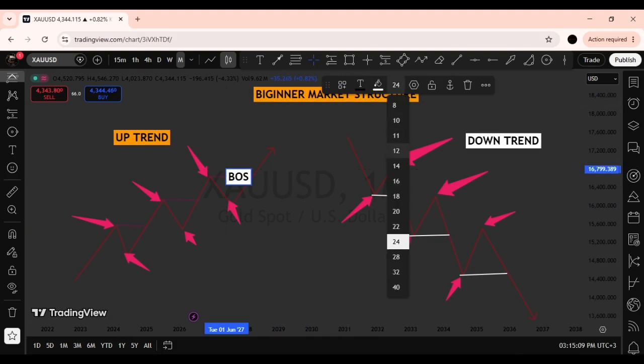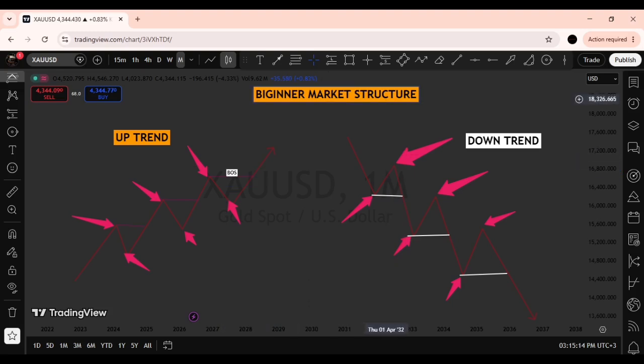Here, this is an uptrend, so its break of structure is just like that. For a downtrend, we are seeing that the break of structure is just happening down here. Okay, the break of structure in a downtrend happens when a new lower low is formed. You could also see it here.